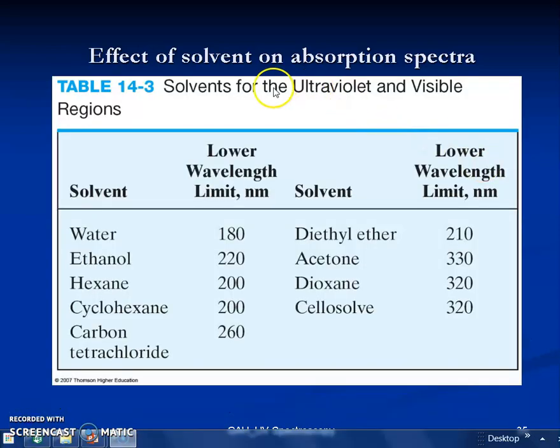Here is the list of solvents that are commonly used in ultraviolet UV spectrum. Here you can see the wavelength cutoff for various solvents. For water it is 180 nanometer, ethanol it is 220. I mean to say above 220, ethanol does not have any absorption in the UV visible region. Likewise, above these wavelength regions, there is no absorption by these solvents, and they are especially used as good solvents in UV spectroscopy.